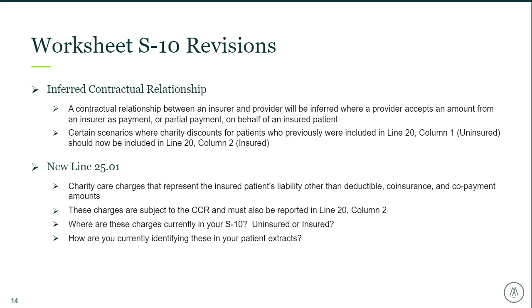So the first thing we would recommend is to make sure you know absolutely where these charges are being captured right now in your S10. It's very easy to make the assumption that any charity write-off after insurance activity is related to coinsurance, copay, or deductible amount. That's not always the case. There are many examples where it's not related to one of those three, and those dollars should be subject to the cost to charge ratio.